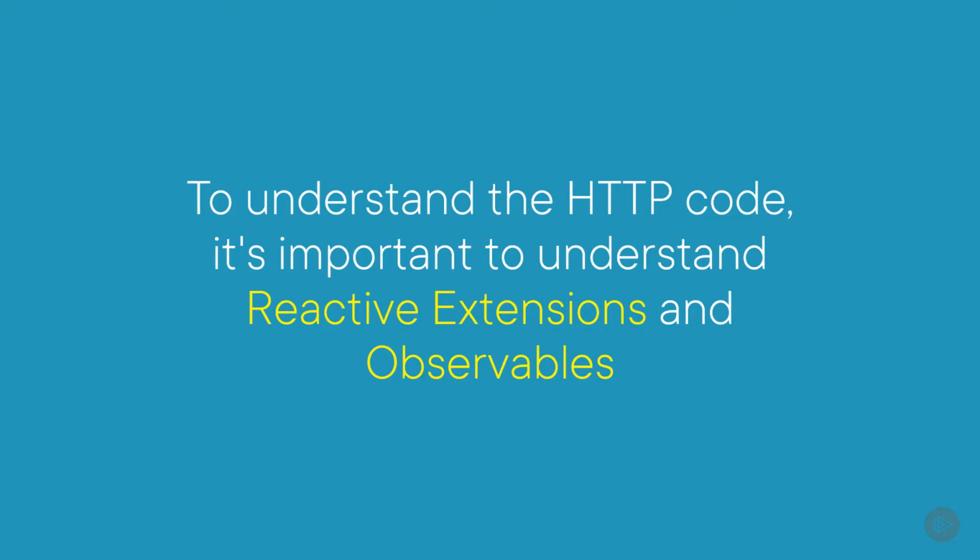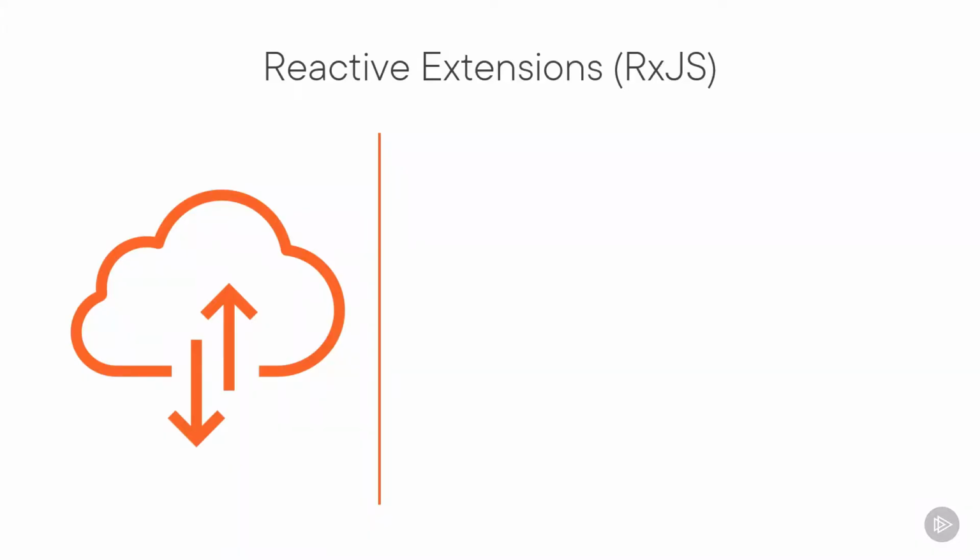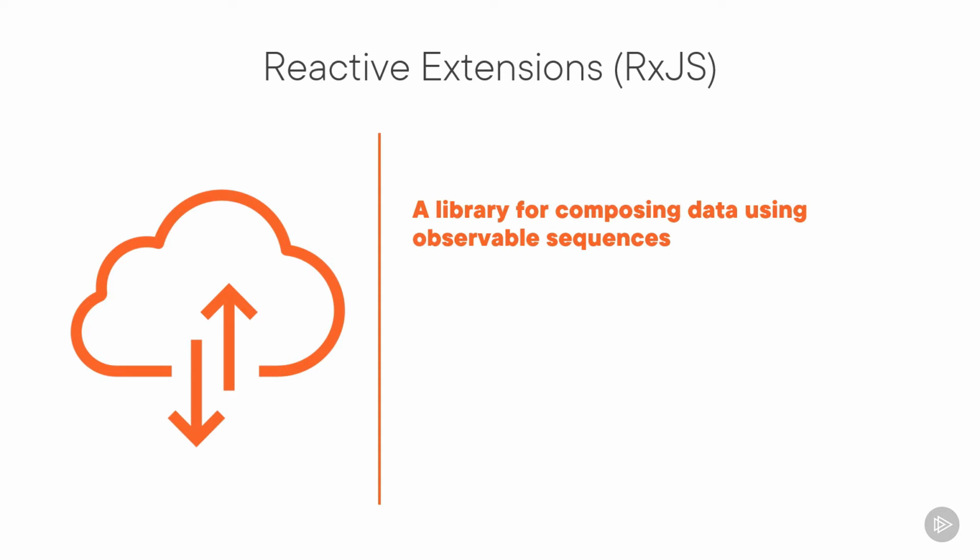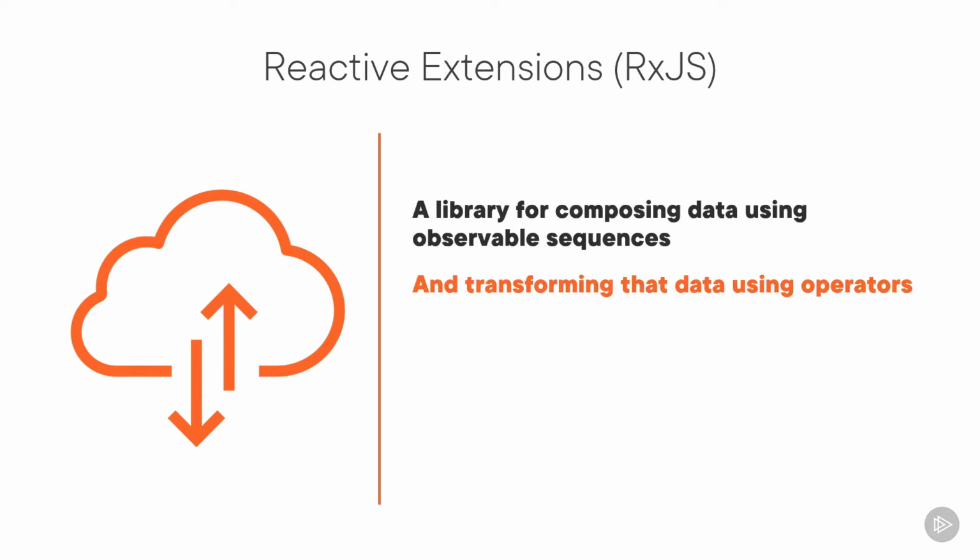To really understand the HTTP code we're about to write in this module, it's important to understand the basics of reactive extensions and observables. So let's get technical for just a moment, and then we'll break down what all of this means. Reactive extensions for JavaScript, or RxJS, is a library for composing data using observable sequences and transforming that data using a set of operators. If you are familiar with .NET, these are similar to LINQ operators.